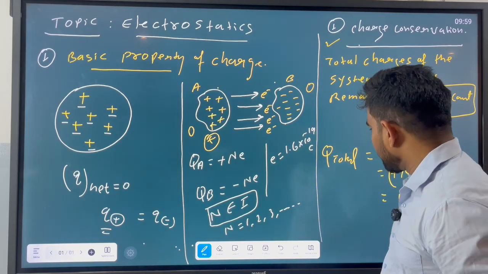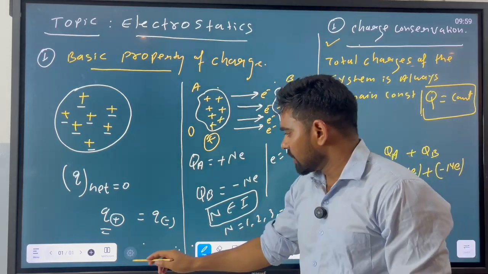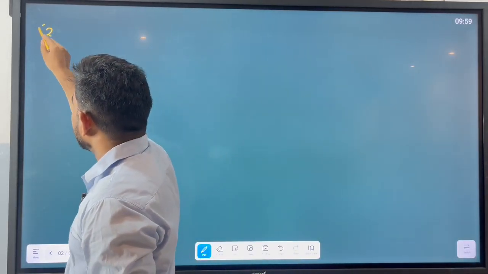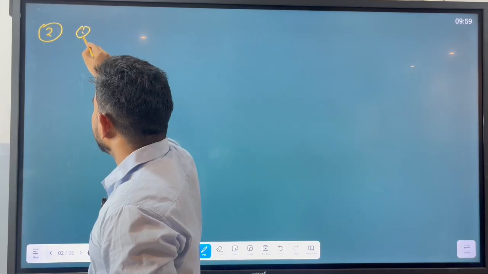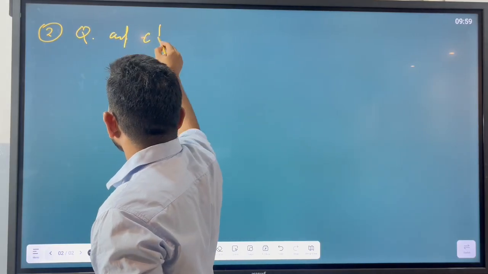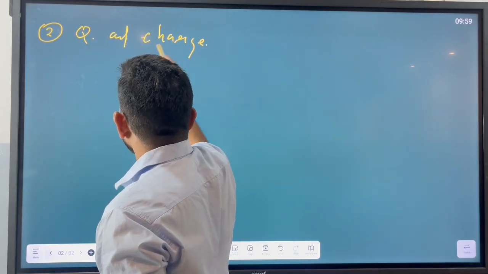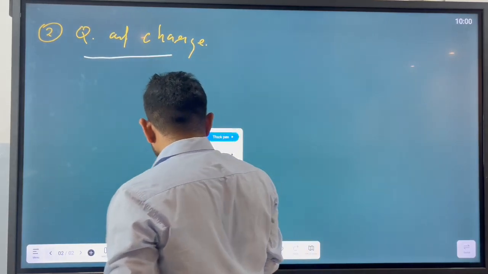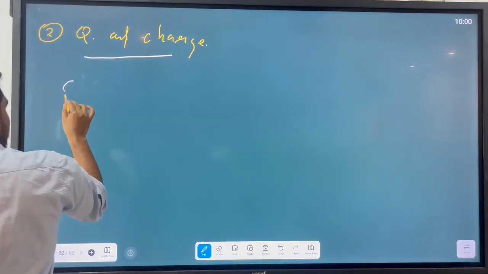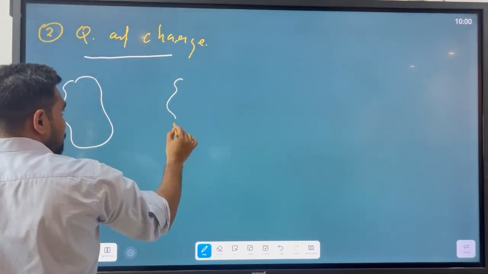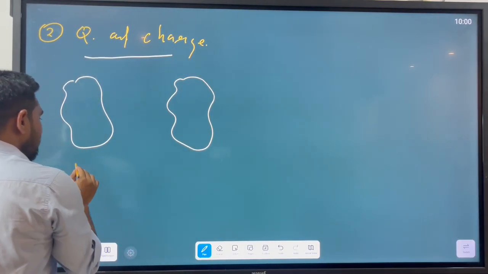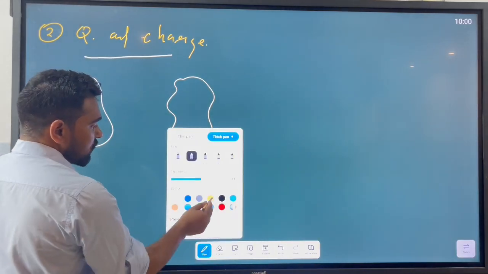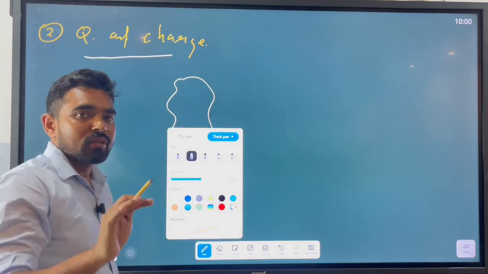And the second property of electric charge is quantization of charge. What is the logic of quantization? Suppose this is body A and this is body B, before charging, that is, before transfer of electrons.